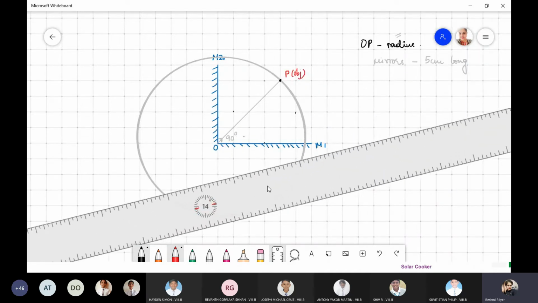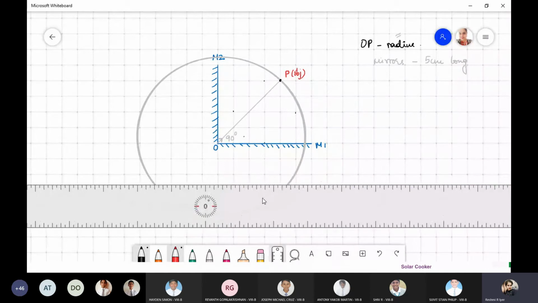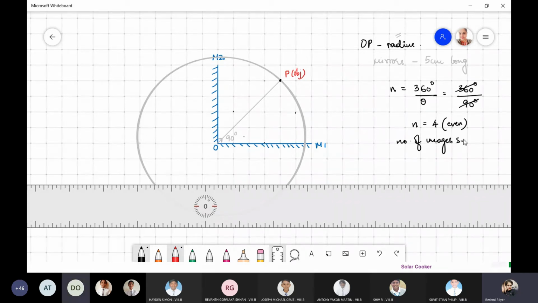We are going to plot the number of images. Now, the number of images n is equal to 360 degrees by theta. What is theta here? 90 degrees. So what is n? 4. It is even. N is even, so the number of images you will see are n minus 1. So 4 minus 1, 3. Correct. We will see 3 images.